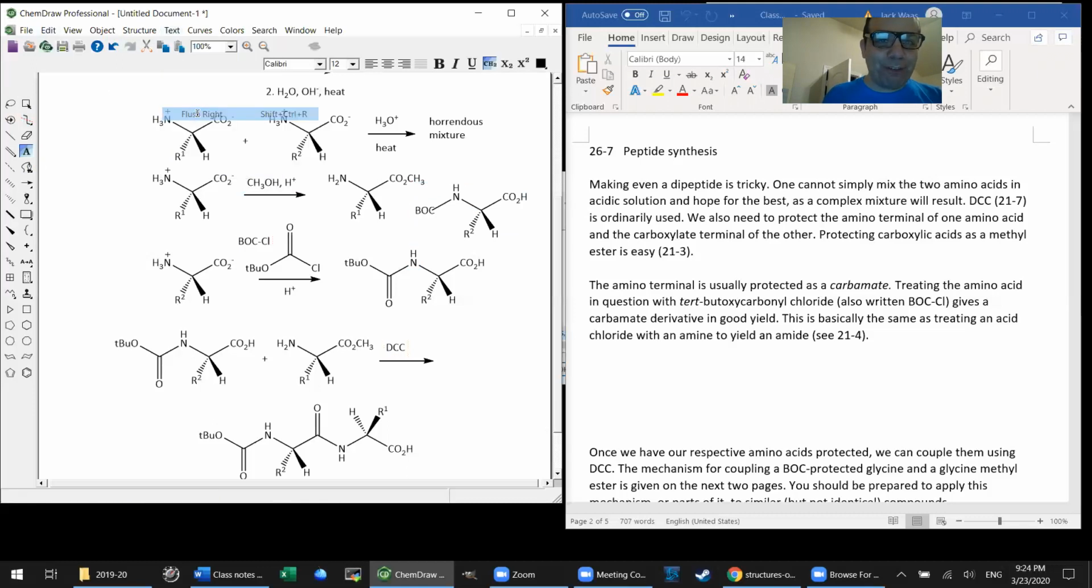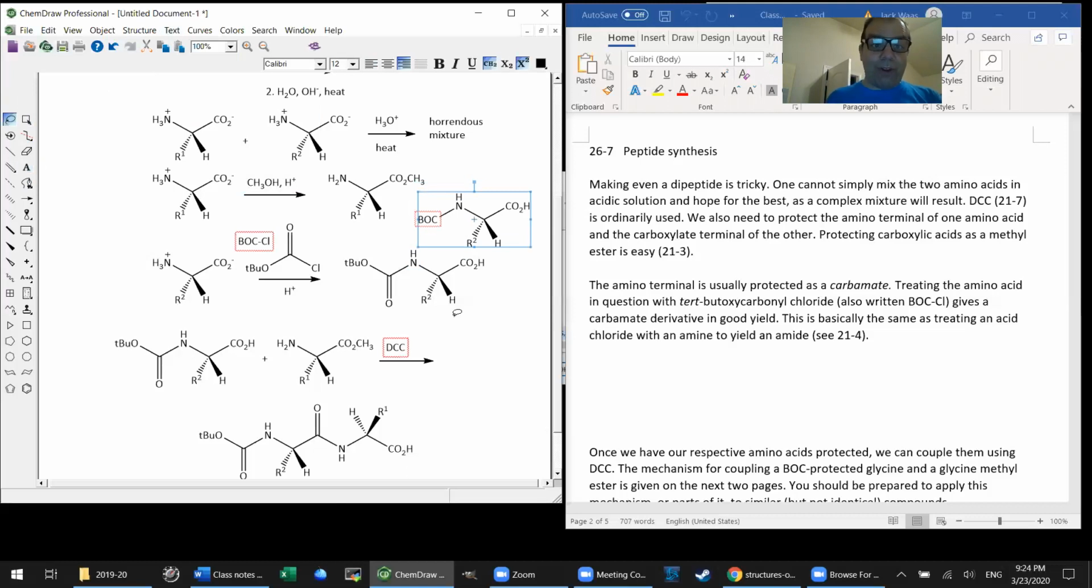Text, flush right. There we go. So you can also, that's another way of writing the exact same compound. And it doesn't have to be a Boc group. There are other carbonyl chloride derivatives. Instead of a tert-butoxy group, you can also have a benzyloxy group. That's another one that's sometimes used.